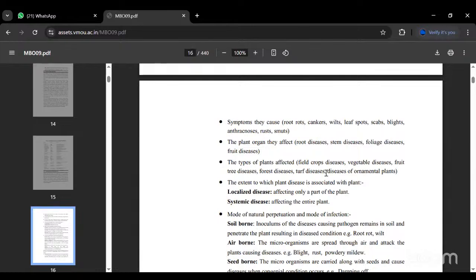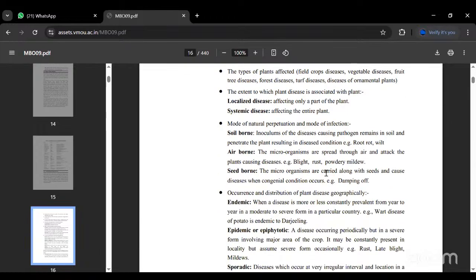dissemination, mode of infection. The soil borne inoculum of disease causing pathogens remains in the soil and causes disease in plants. Airborne: the microorganism spreads through air and attacks the plants causing disease, like blight diseases, rust diseases and powdery mildew diseases. These are the different types.